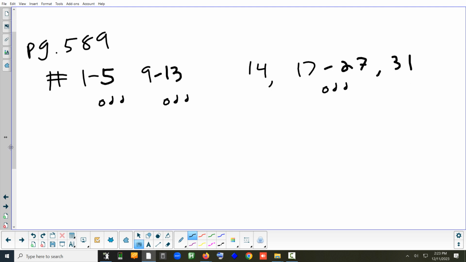All right, so that's the homework. It's all odds, except for 14. So 1 through 5 odd, 9 to 13 odd, 14, 17 to 27 odd, and 31. We will take a look at that first thing tomorrow.